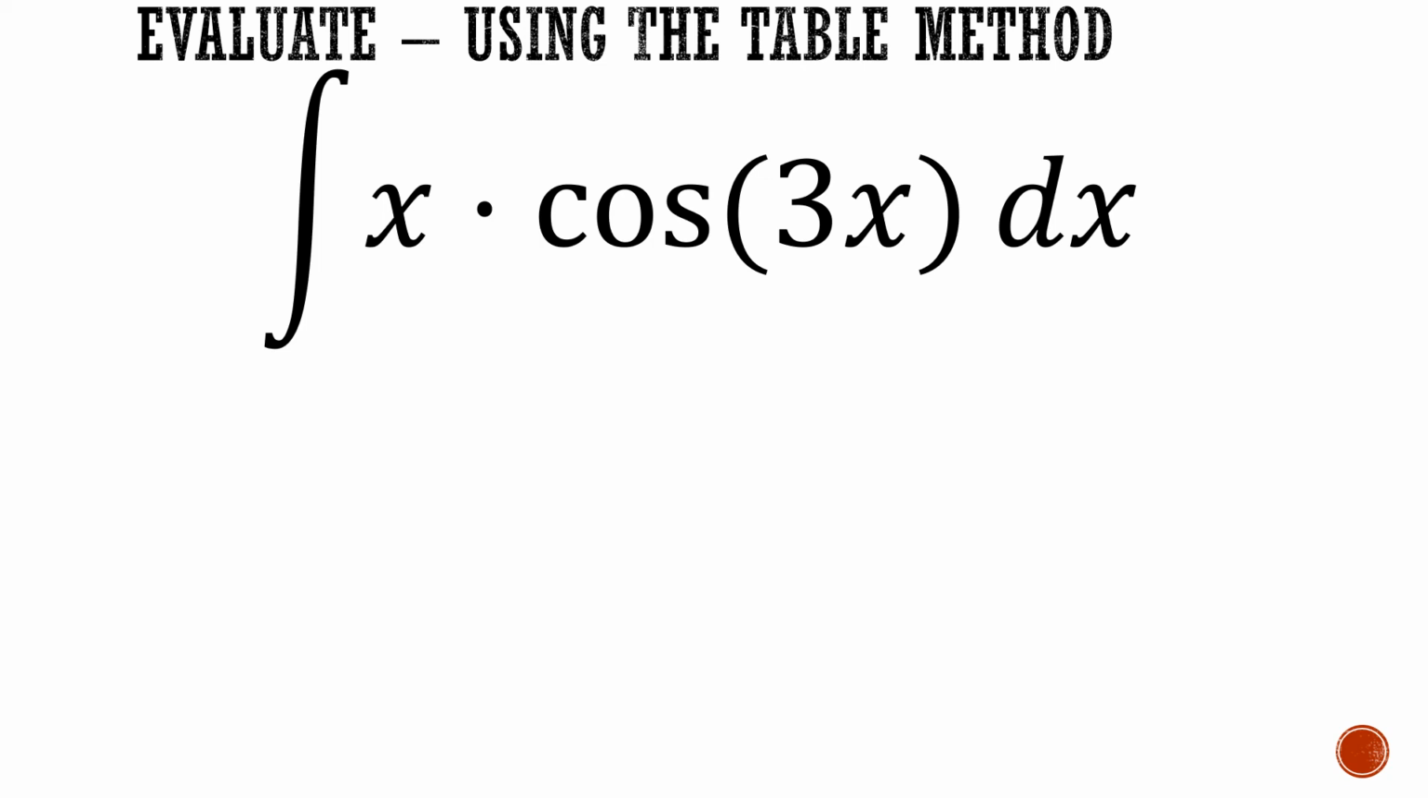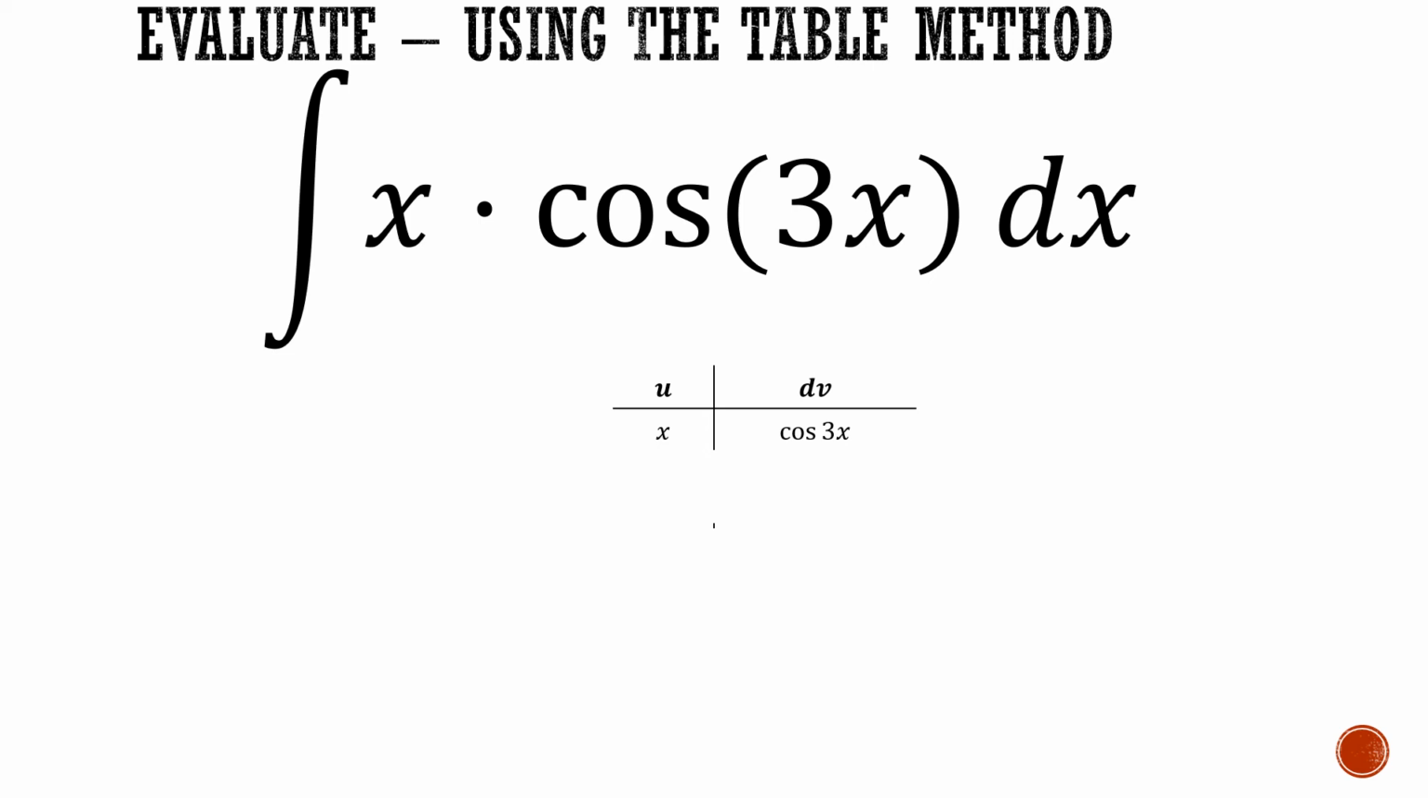Now what you want to do is set up a table, and your table is going to be set up with u to the left and dv to the right. And so I know since u is algebraic, u is going to be x, and dv by default has to be cosine 3x dx. Now you don't have to put the dx in your table, just say cosine 3x. Now on the u side, generally when we use our formula, we find u and then we find du, so we take the derivative of u. And then when we have dv, we're trying to find v, so we take the integral of dv. And we're going to do that same exact thing in the table.